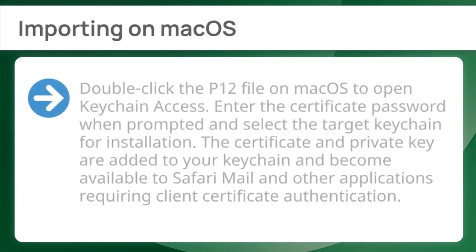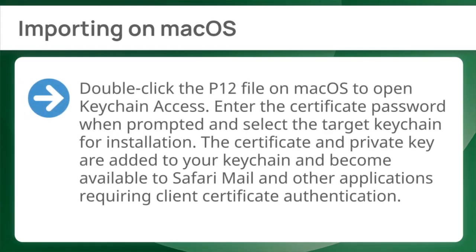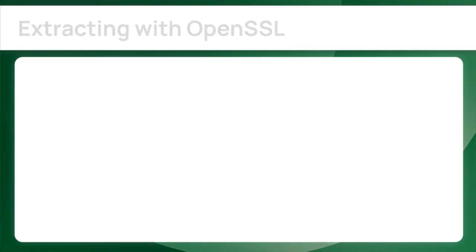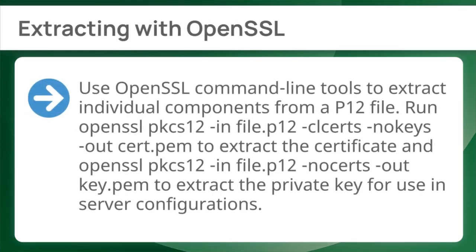Next, importing on macOS. Double-click the P12 file on macOS to open Keychain Access. Enter the certificate password when prompted and select the target keychain for installation. The certificate and private key are added to your keychain and become available to Safari, Mail, and other applications requiring client certificate authentication. Finally, extracting with OpenSSL.